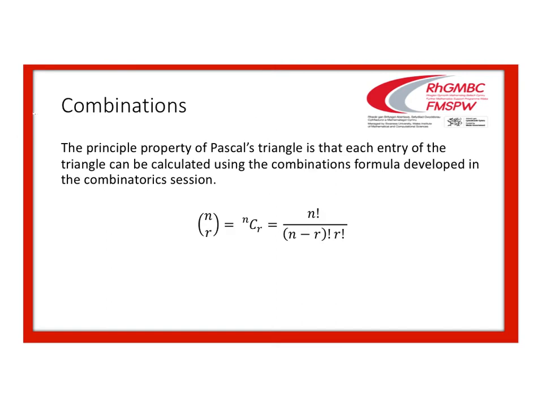The principal property of Pascal's triangle is that each entry of the triangle can be calculated using the combinations formula developed in the combinatorics session. So you'll see that every single entry can be calculated using n choose r. The fact that we can calculate the entries of Pascal's triangle using n choose r means that we can calculate the coefficients of the binomial expansion using n choose r.